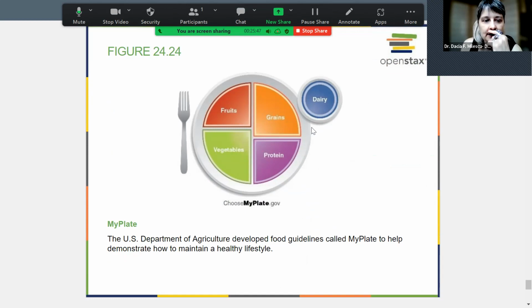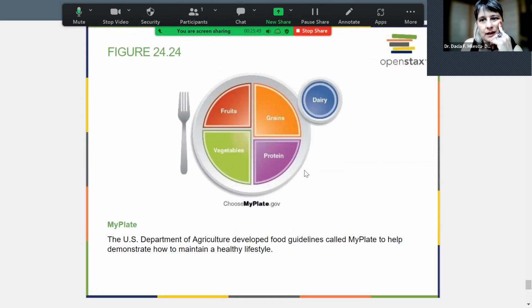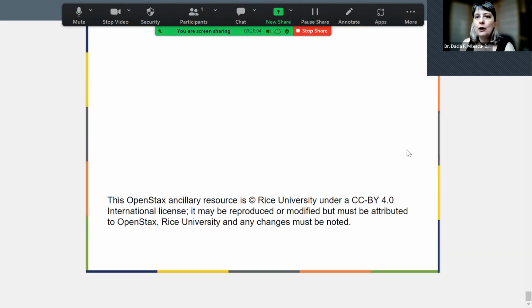All right, so in the end, the MyPlate method is super important in terms of having a healthy body, because as you saw, we need carbs, we need lipids, and we need proteins. So you need a balanced diet of fruits, grains, proteins, and vegetables. So I hope this lesson was useful for you.